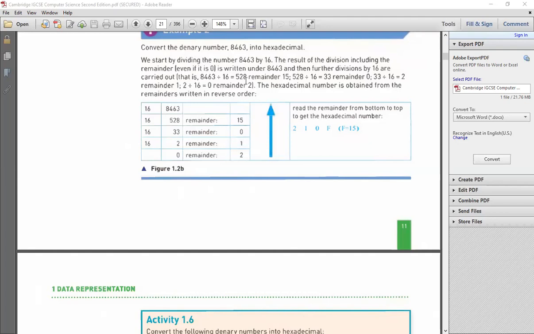So what will you be doing? Now, the method is very simple. Whenever you are converting a denary number to a binary number, you are going to divide it by 2. And you are going to divide it by 16 when you are converting a denary number to a hexadecimal number. So this is what you need to remember. The trick is very simple. The base in which you need to convert, you have to use that base as the divisor. This is a very simple rule that you can remember.